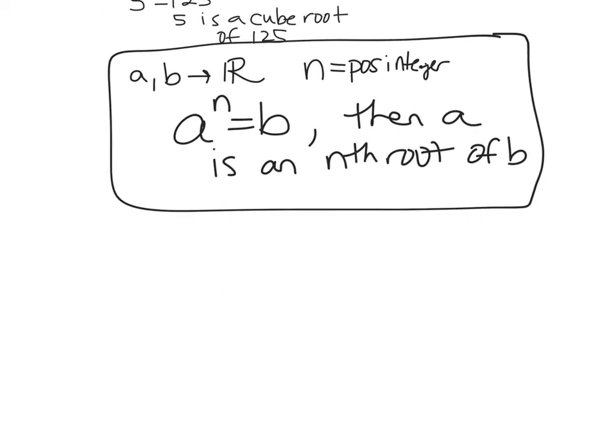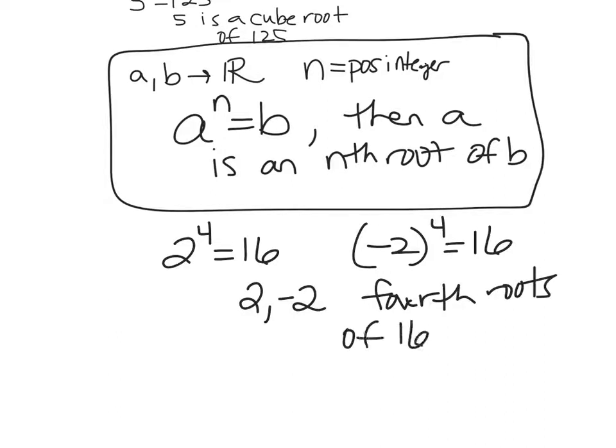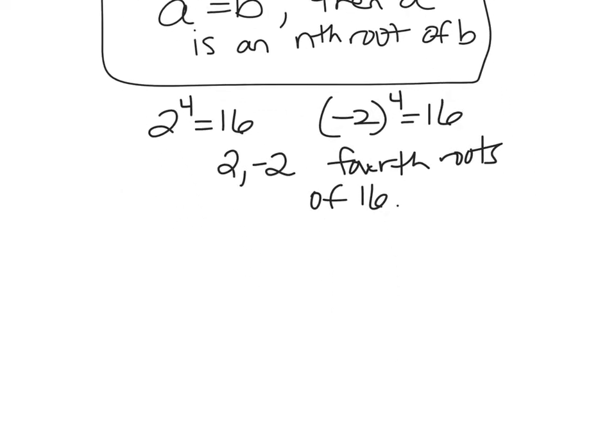All right, now, here this gets a little tricky. 2 to the 4th is 16. And negative 2 to the 4th is also 16. So we can say that 2 and negative 2 are both fourth roots of 16. Now, I'm not talking about doing the radical symbol yet. We're just talking out loud. So 2 and negative 2 are both fourth roots of 16.